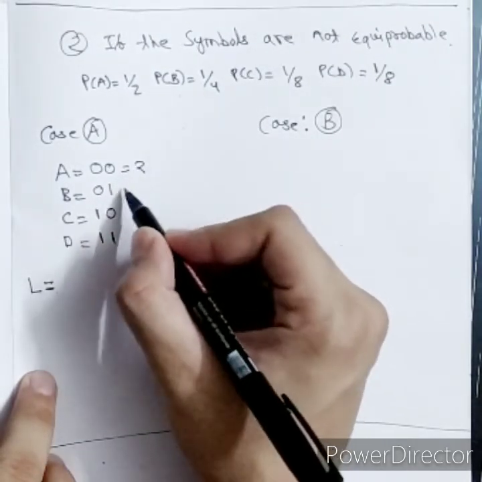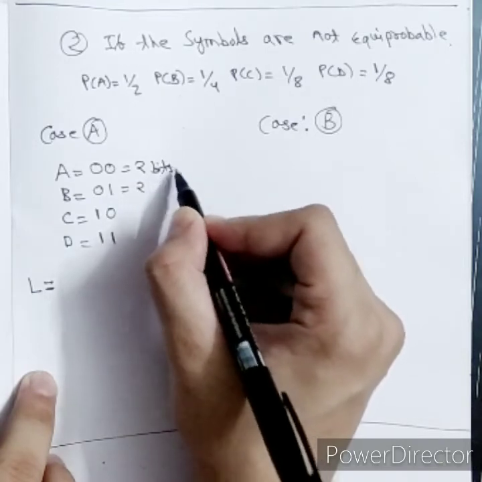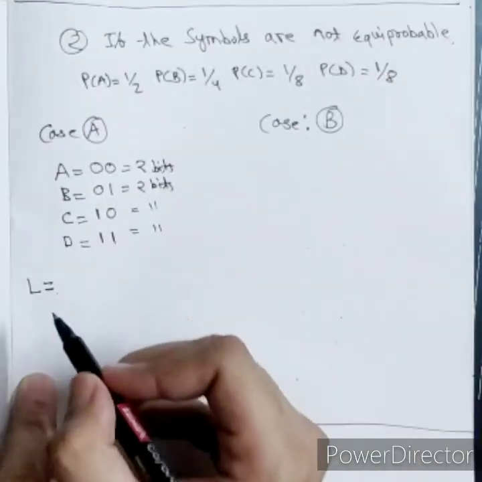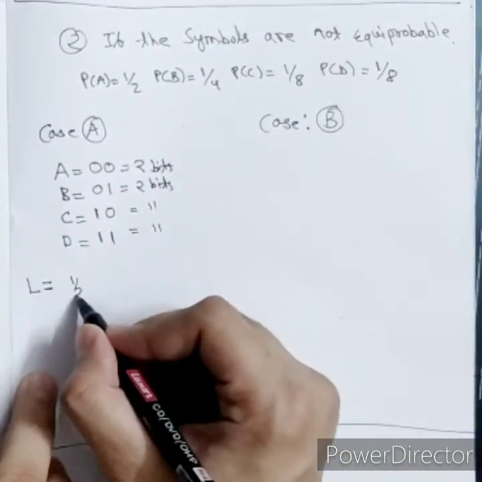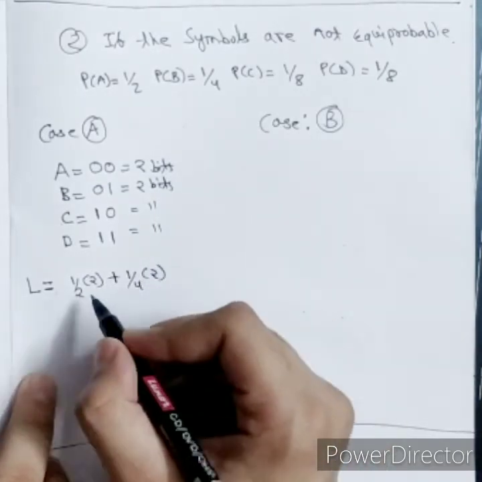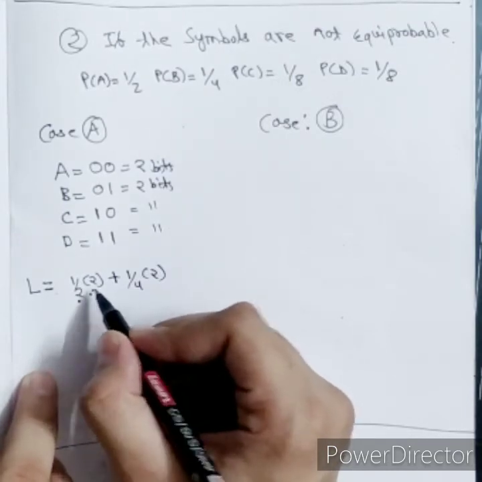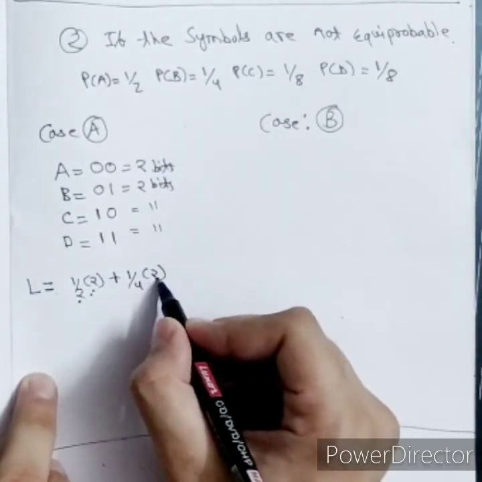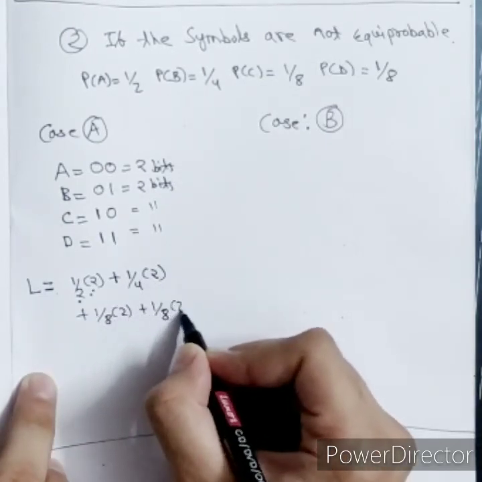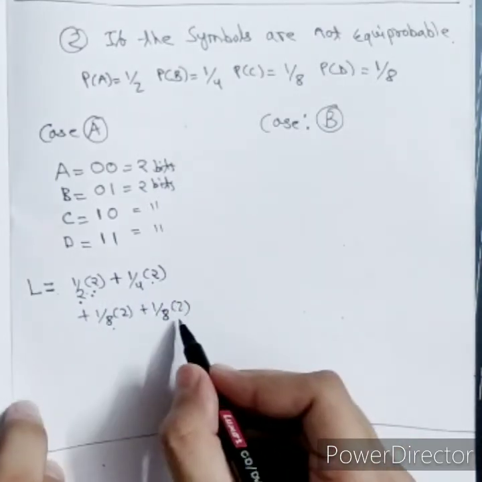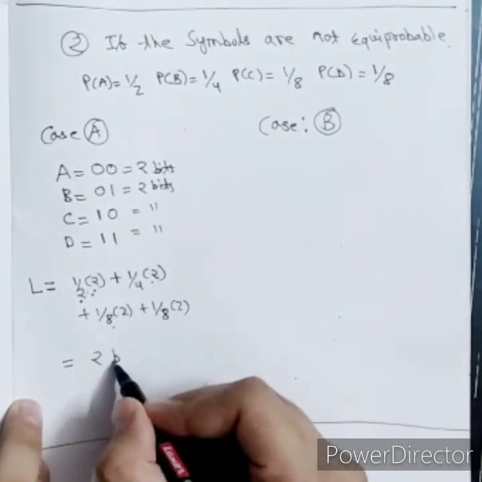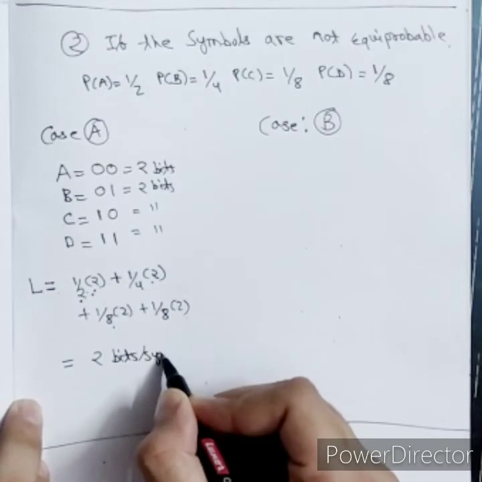So here it is 2 bits, 2 bits, 2 bits, 2 bits. So average code word length will be 1/2 times 2 plus 1/4 times 2. This is for A, probability of A into number of bits, plus probability of B into number of bits, again 1/8 into 2 plus 1/8 into 2. This is for A, for B, for C, for D. This is 1/2, 1/4, 1/4. It is 2 bits per symbol.